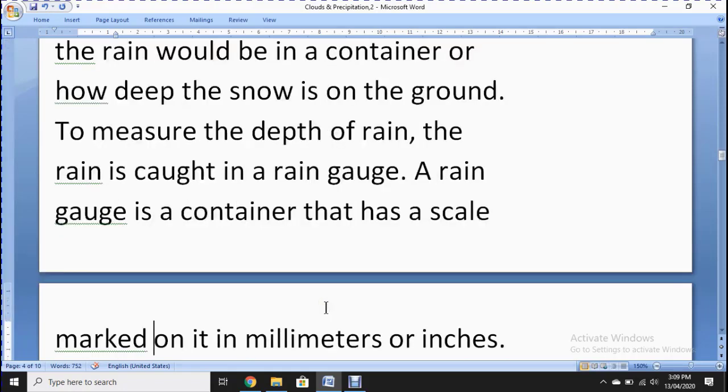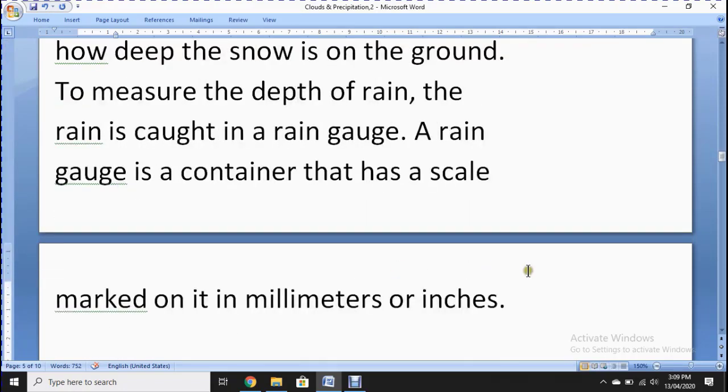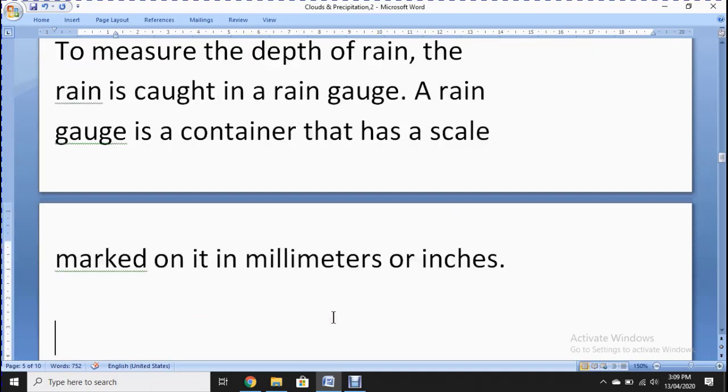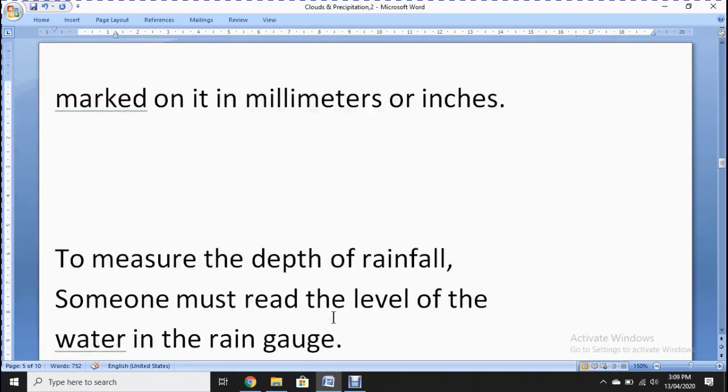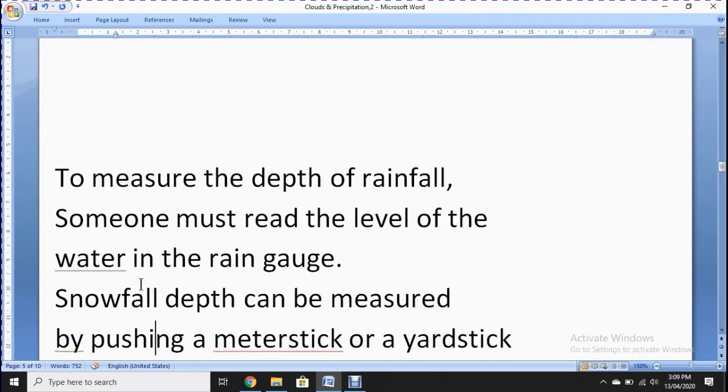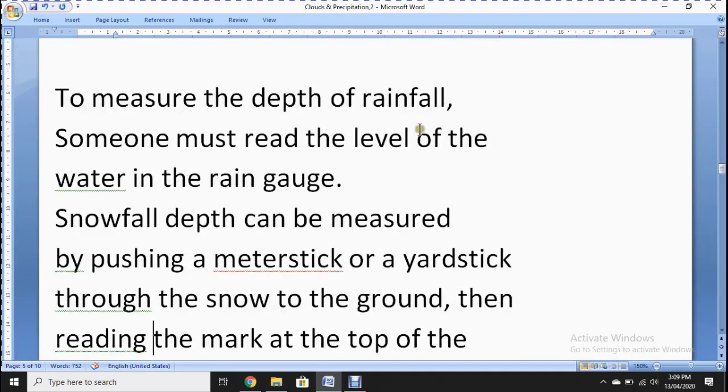A special type of instrument that is used is named a rain gauge. A rain gauge is a container that has a scale marked on it in millimeters or inches. These are the units in which you measure. To measure the depth of rainfall, someone must read the level of the water in the rain gauge.